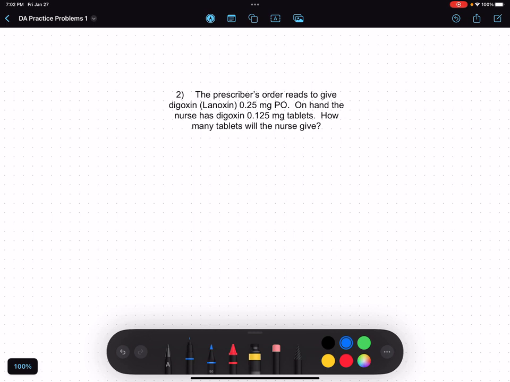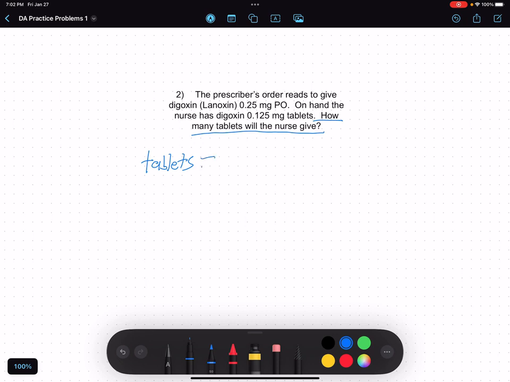So this is a very typical type of DA style question where you have a specific unit of measurement, we're converting to another specific unit of measurement. In this case, we have tablets and we have an amount of milligrams per tablet. So, reading the question, we're going to start with, what do we want? The question reads, how many tablets will the nurse give? So based on that information, we know that we're going to start with tablets.